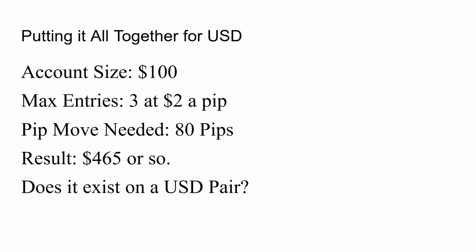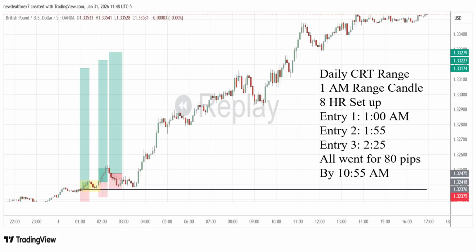So let's put it all together. If I have a $100 account, I can take 3 entries and get $2 per pip, and it needs to move about 80 pips after I get in. I should make about $465 in one trade. So, does such a move exist on a GBP or a USD pair? Here's one that I did find. This is, I think, December 3rd of 2025, last year.